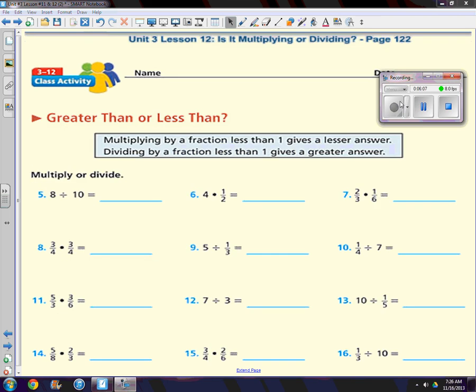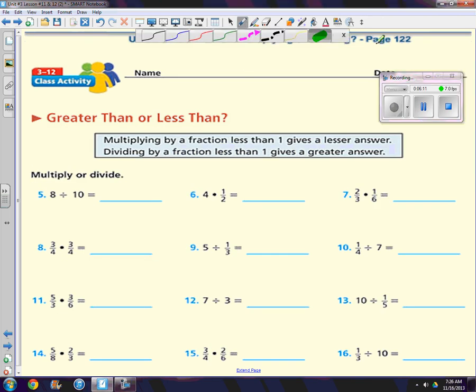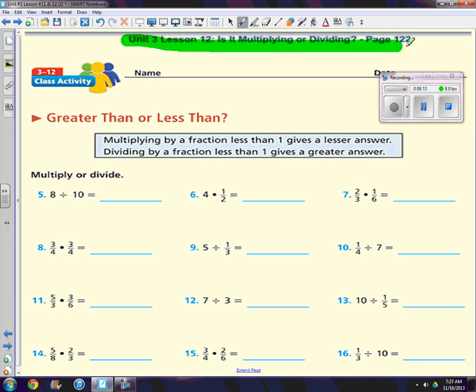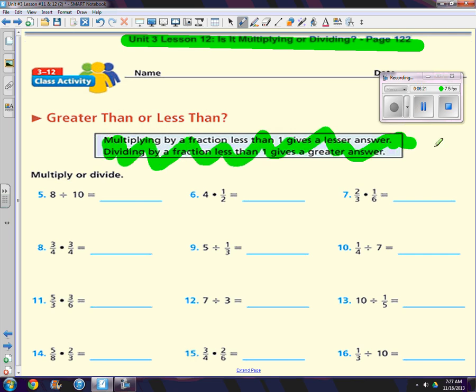All right, if you would, turn with me to page 122. We're on, again, still multiplying or dividing, but up here it gives you a little bit of a clue. It says multiplying by a fraction less than 1 gives you a lesser answer. Dividing by a fraction less than 1 gives you a greater answer.